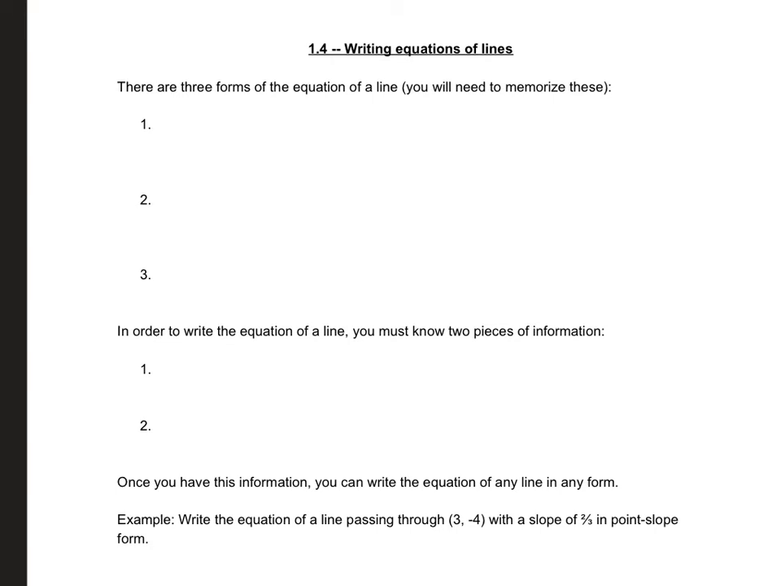There are three forms of the equation of a line, and you will need to memorize these to use them later on. You are probably most familiar with slope-intercept form. Keep in mind that slope-intercept form uses the slope and the y-intercept, and the y-intercept is the point where the line hits the y-axis. That form, of course, is y equals what? Good. y = mx + b, where m is the slope and b is the y-intercept. So that would be the point (0, b).